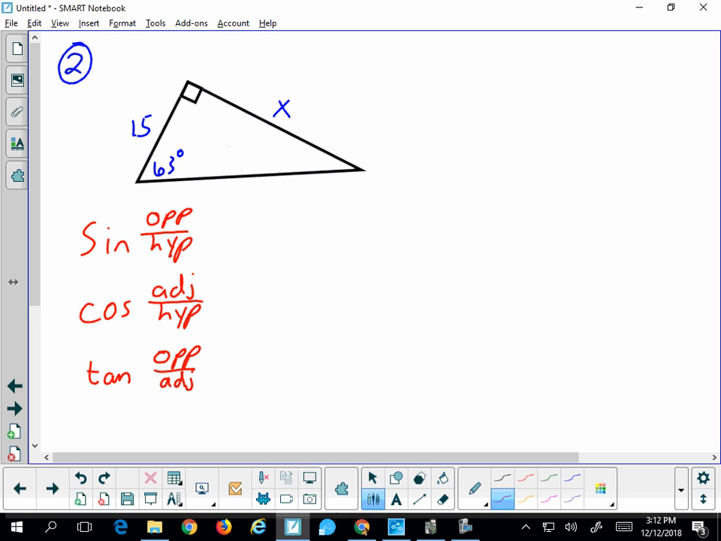To use your trig function, we always have to work with an angle that's not our 90-degree angle. So it's going to be one of these other two acute angles. In this case, my reference angle is 63 degrees. This is going to point to my opposite side.